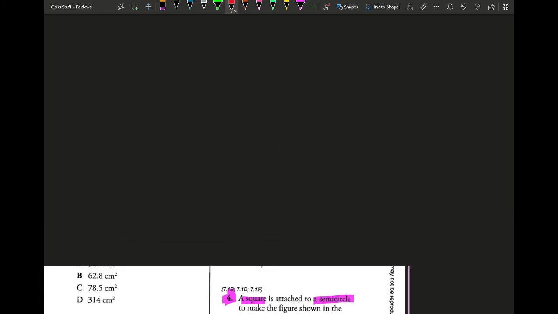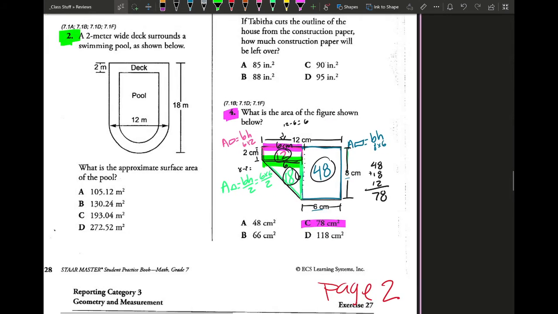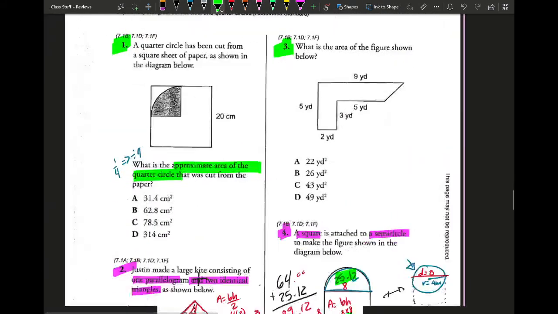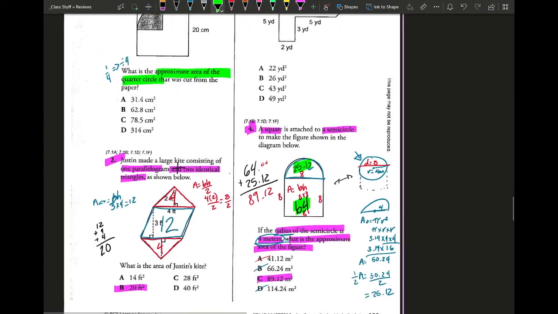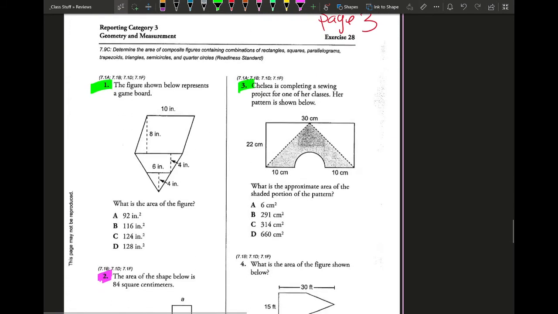Let me tell you something about question number 2 on page 1. The exact answer is not going to be there. You're going to have to pick the closest one to the exact answer. That's why it says approximate. Okay? Let's move on. This is not going to help you with the rest of the problems.